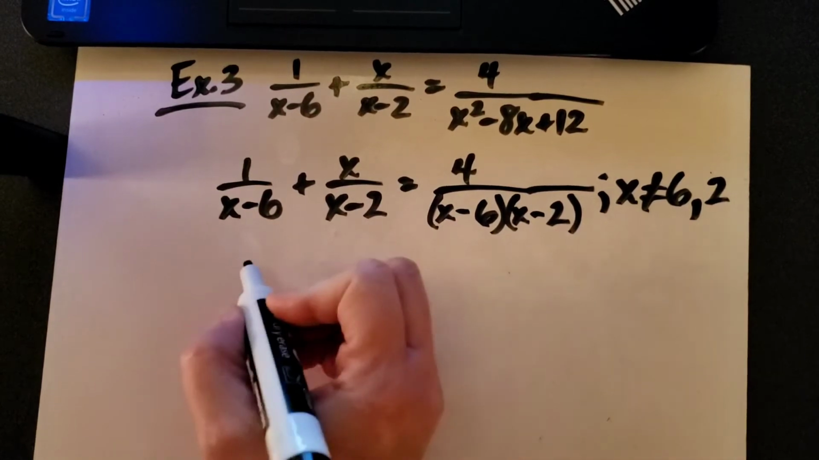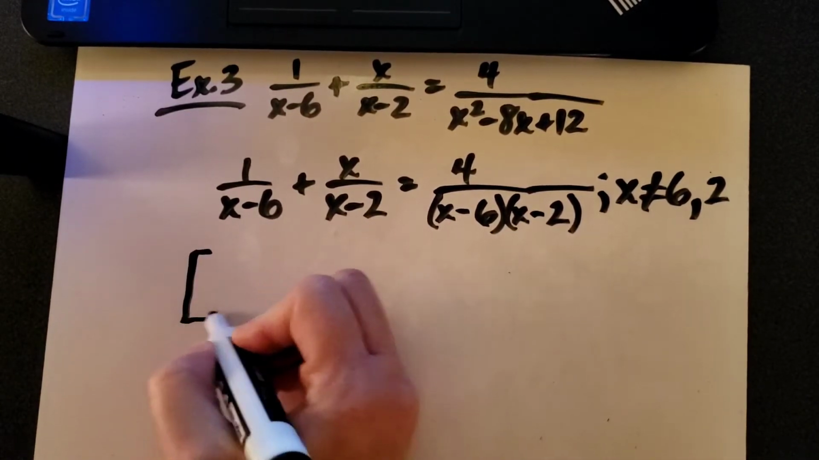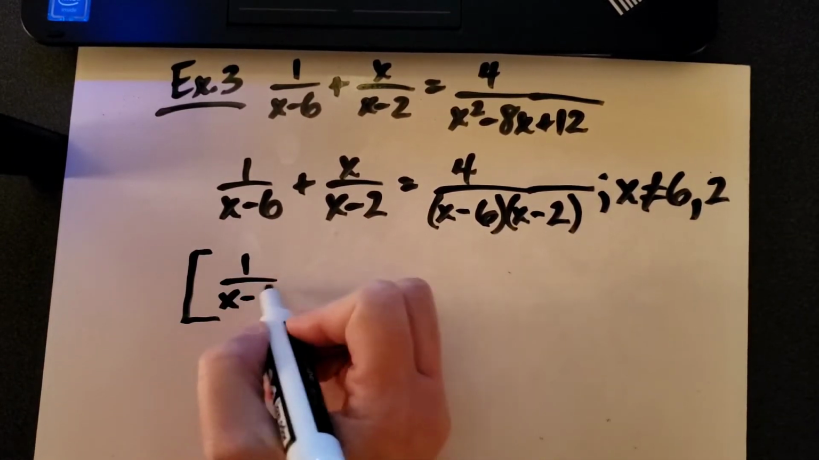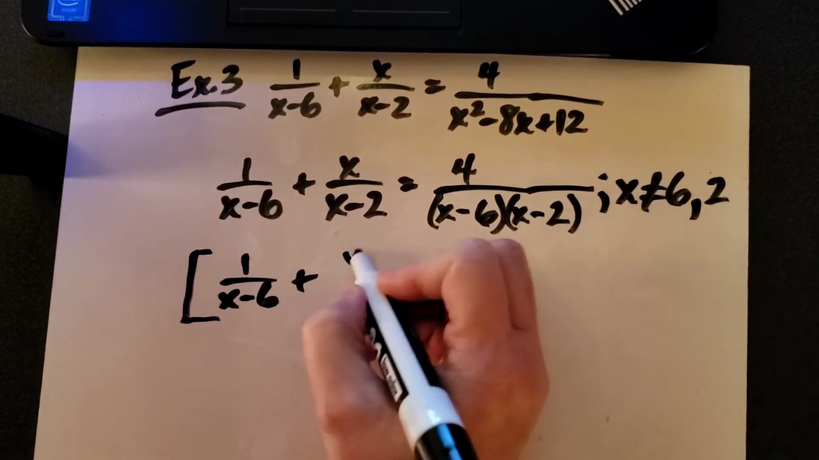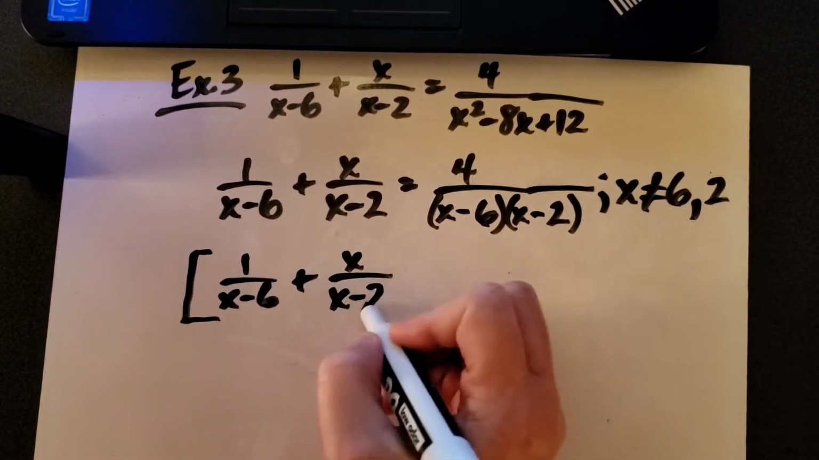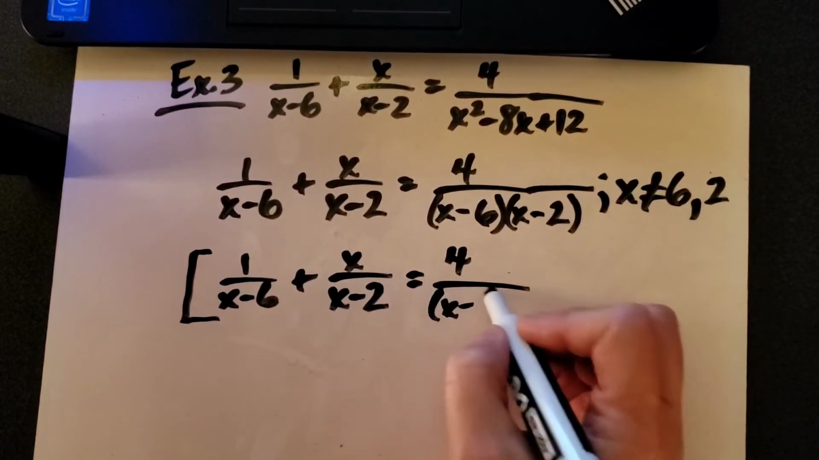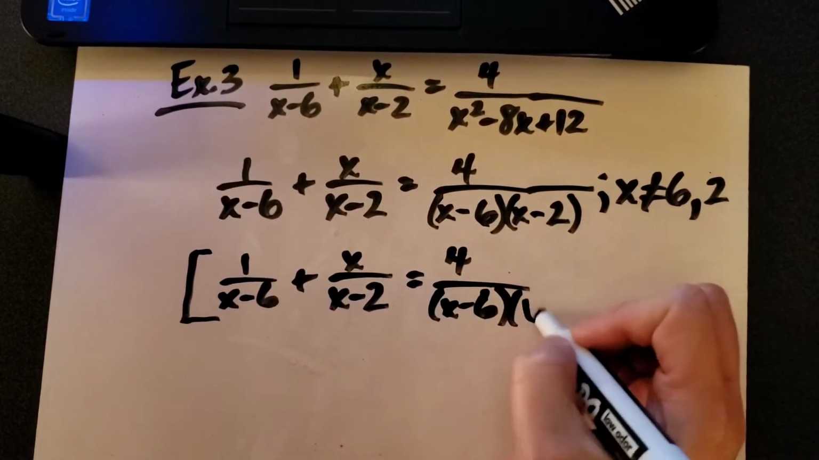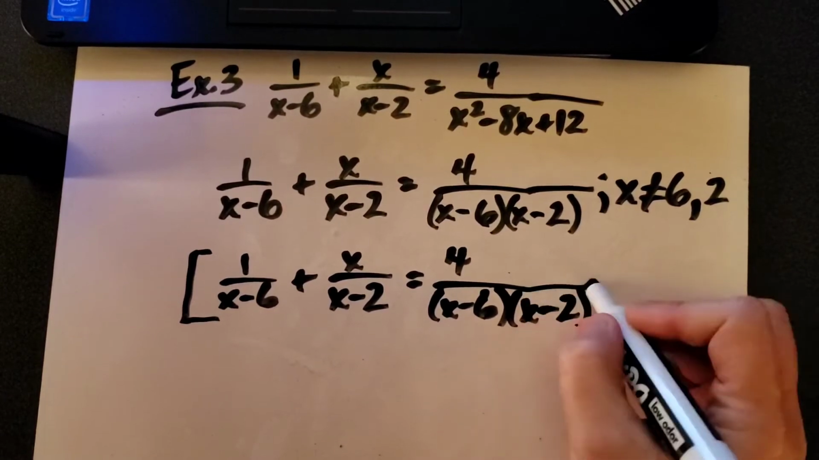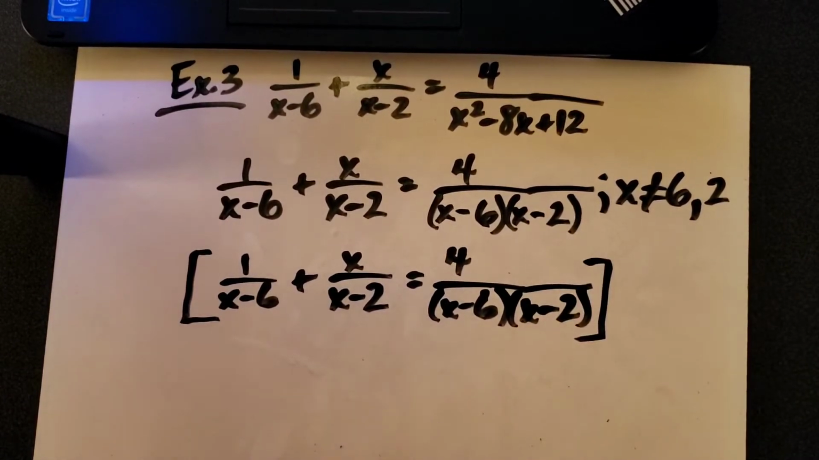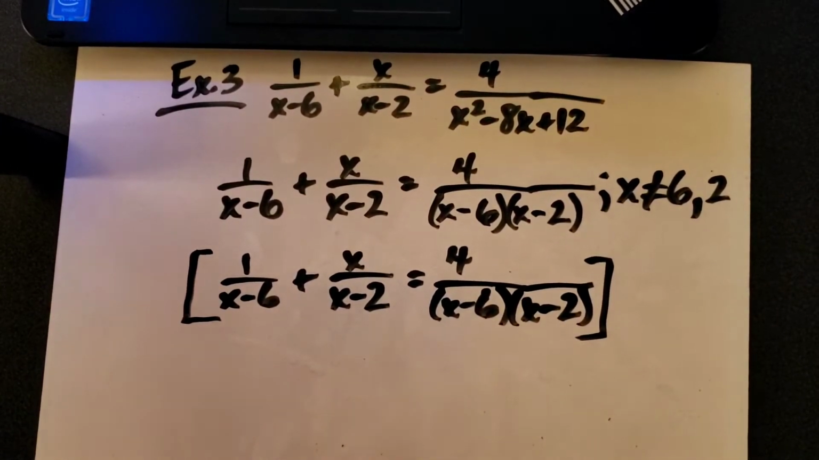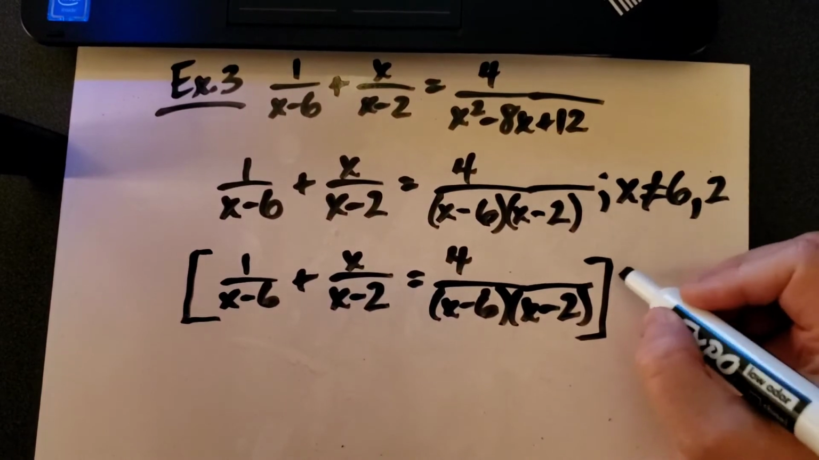Okay, now I'm going to go ahead and rewrite my equation in order to get myself set up to multiply by my least common denominator, the LCD. Okay, and my least common denominator is x minus 6 times x minus 2. All right, so I'm going to go ahead and show that.